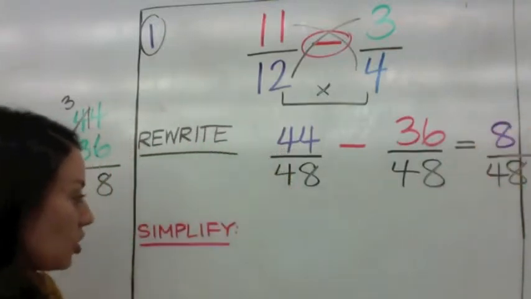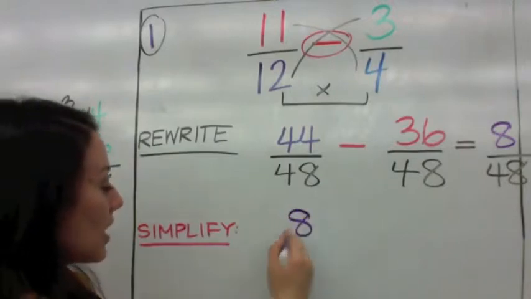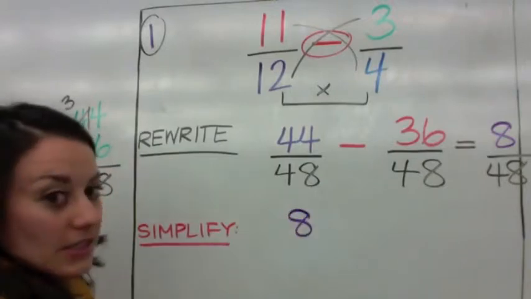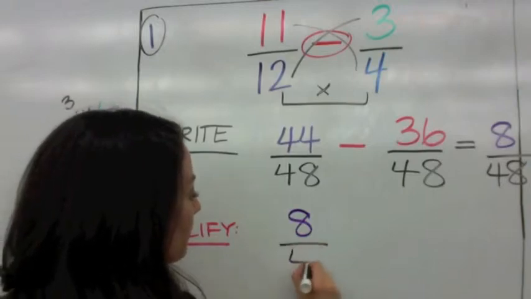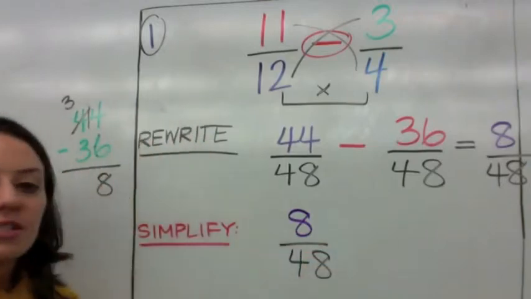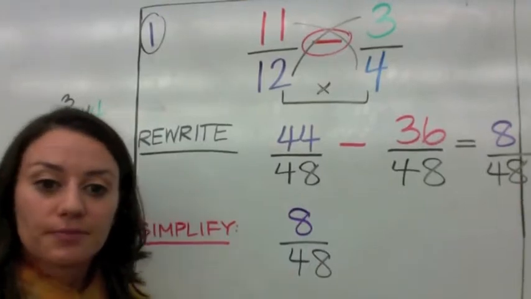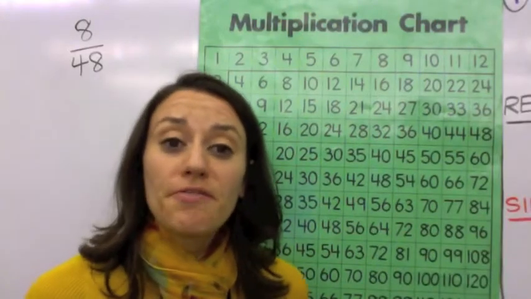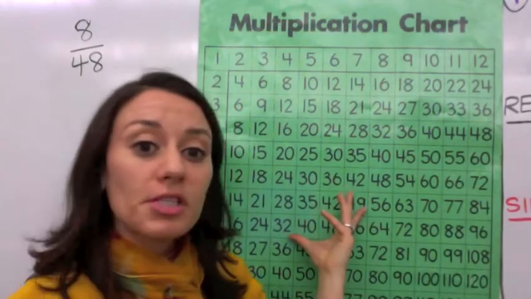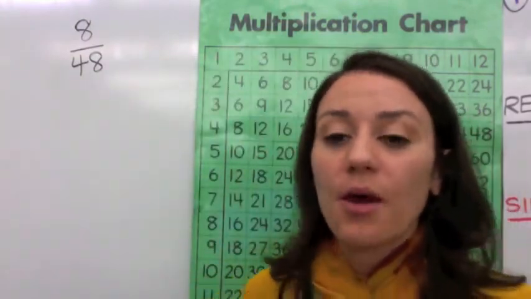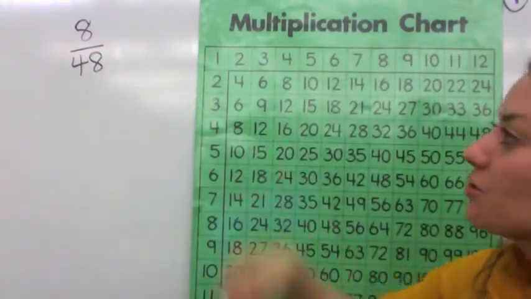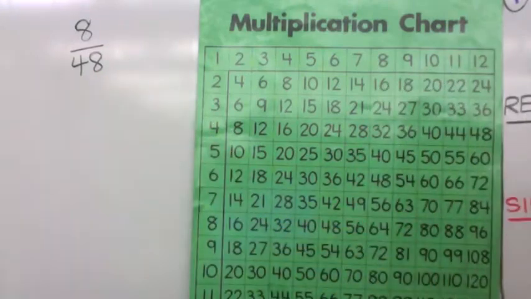Let's look at the new fraction. The fraction is 8/48, isn't it? 8/48. Can you simplify this fraction? Let's look at the multiplication chart. So when you simplify a fraction or divide, you can use a multiplication chart. Take a look at which column do you see 8 over 48? Which column? Look, 8 over 48.